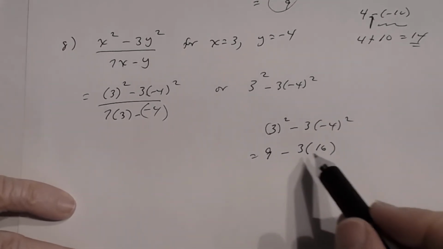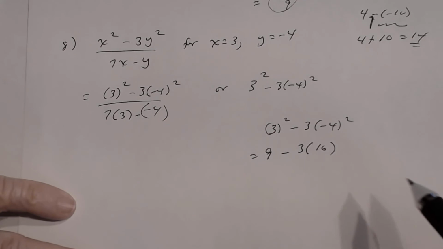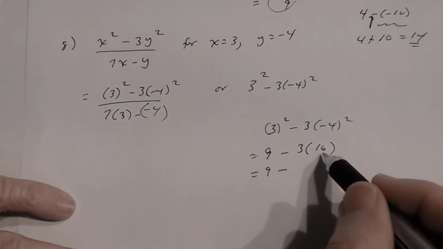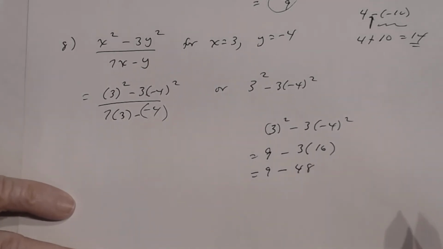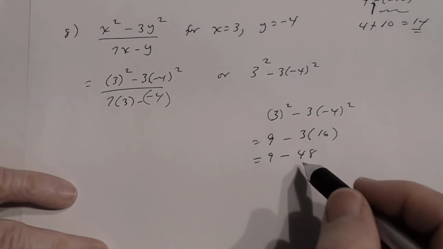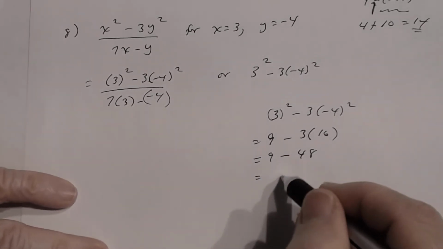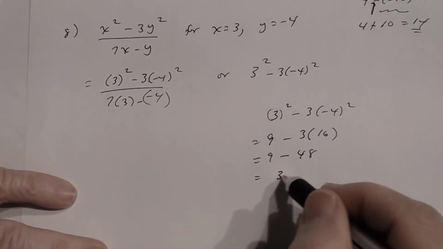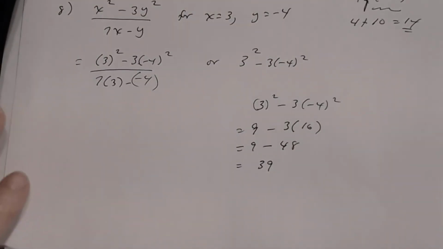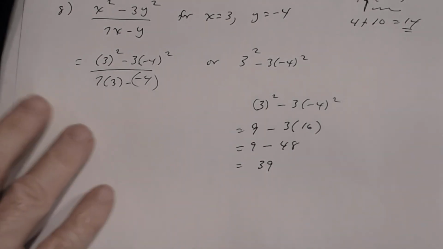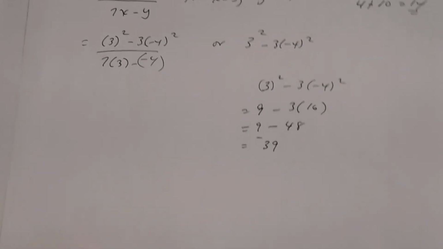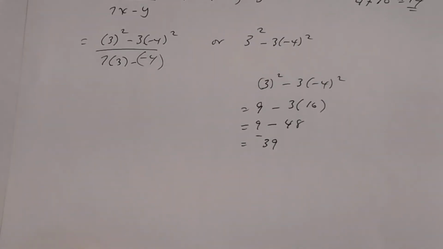Now I have a multiplication and subtraction left. Which one do I do first? I have to do multiplication first. So I get 9 minus, and then 3 times 16 is 48. Then I do subtraction. 9 subtract 48 is going to be, what's that? 39. Is it 39? Just use your calculator if you need to. It's actually negative 39, right? So 9 subtract 48 is a negative 39.